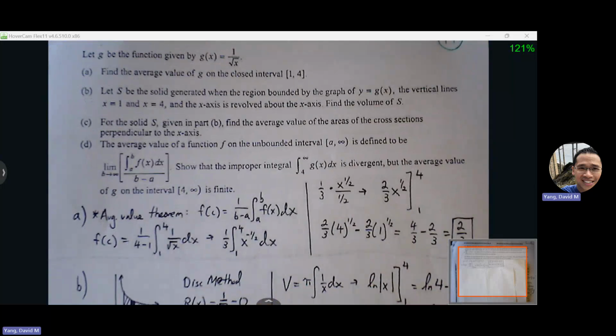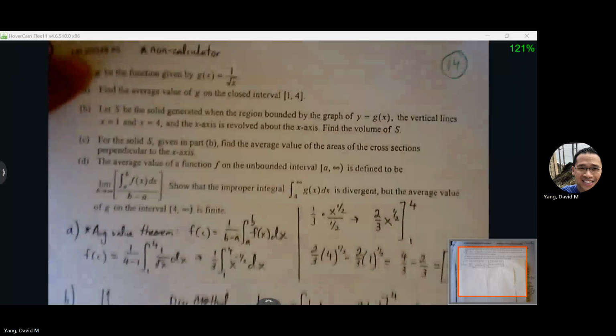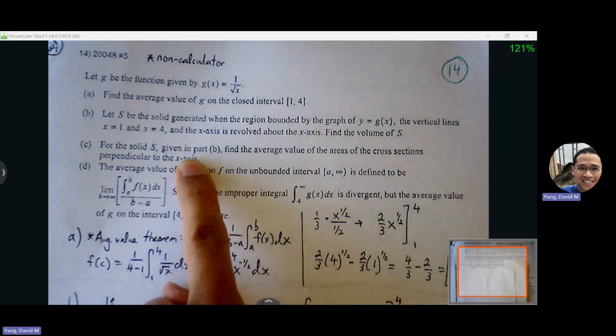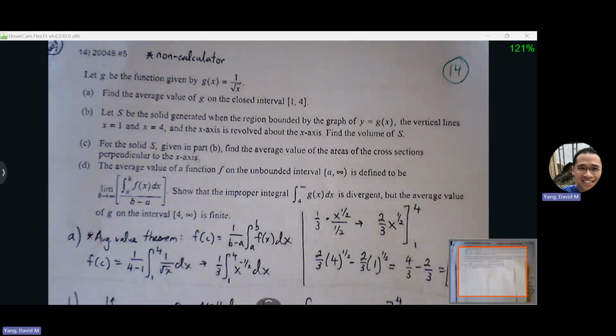Okay, there are some questions about one of the homework problems. So let me go through page 14. The question was about cross section for part C. Part C says for the solid S given in part B, find the average value of the area of the cross section perpendicular to the x-axis.